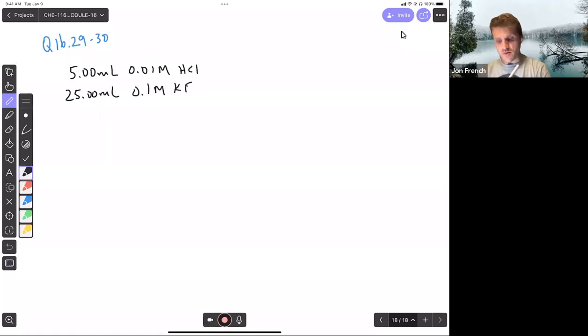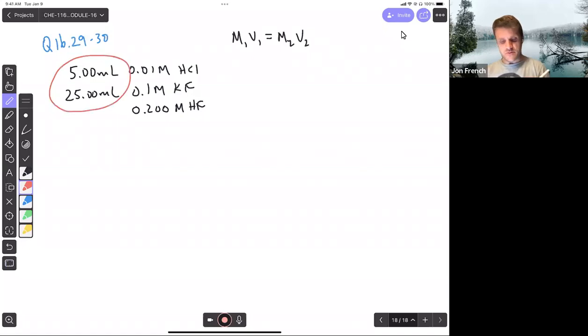molar potassium fluoride and 0.2 molar HF. So the first question, question 29, is: what is the concentration of HF after the addition of 5 milliliters of that? For this calculation, we do need M1V1 equals M2V2 because we're mixing together two different volumes.